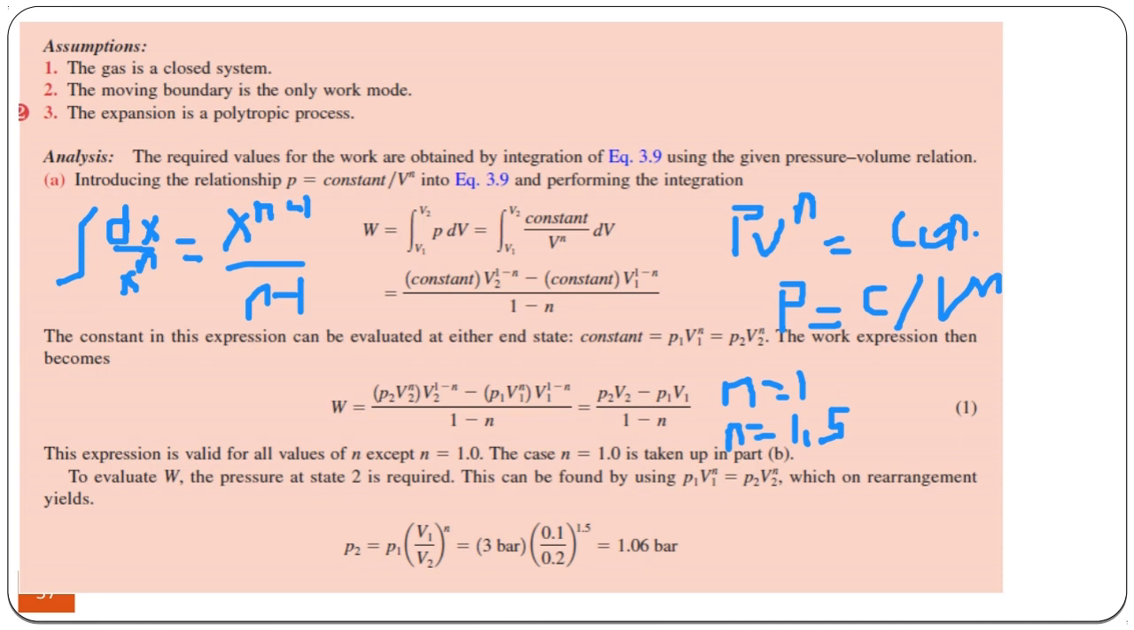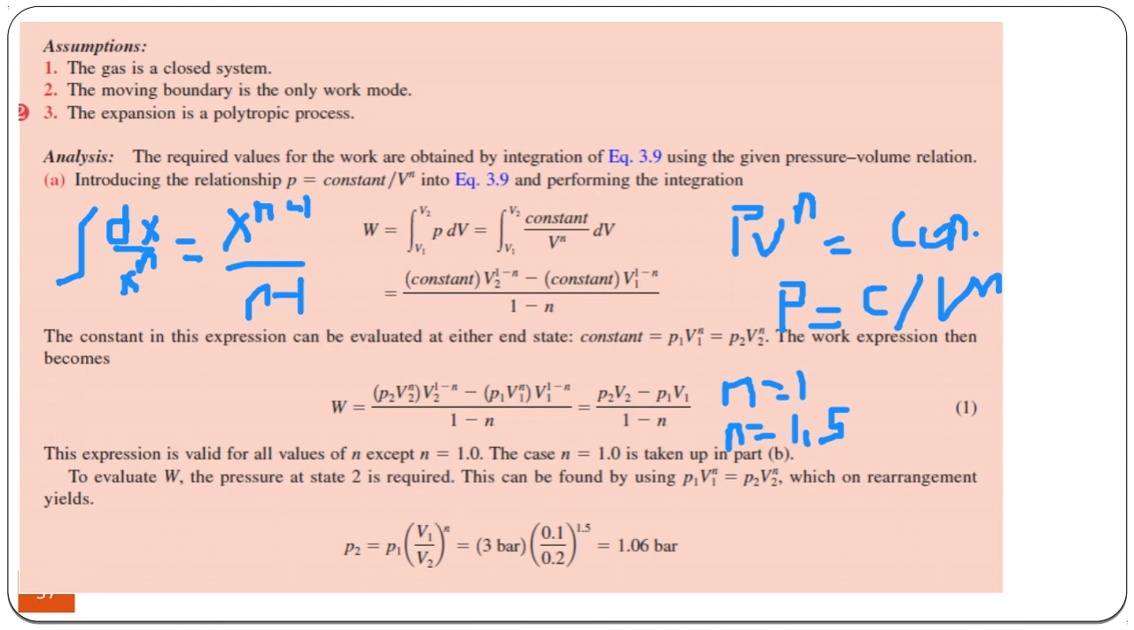For the first case, with N is 1.5, you can calculate this. First, you need to know the value of P2. You can get the value of P2 from this equation.